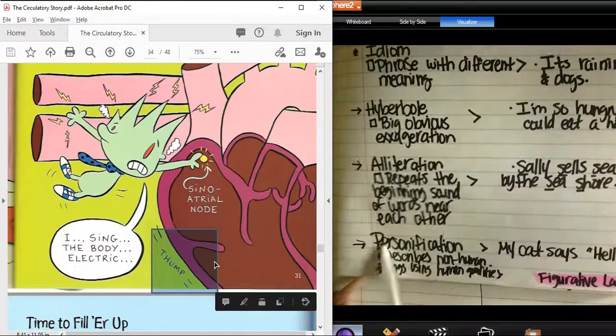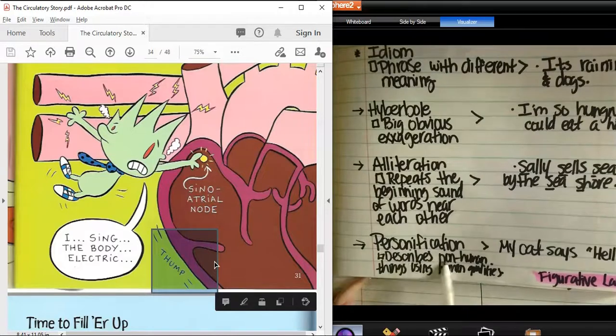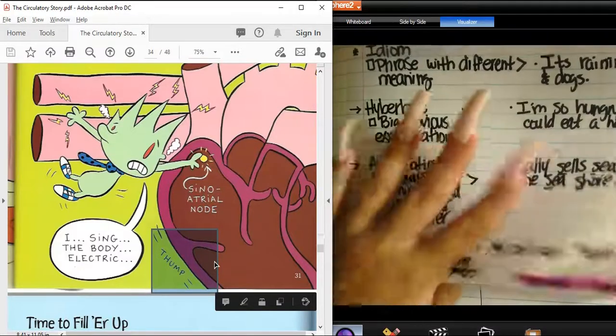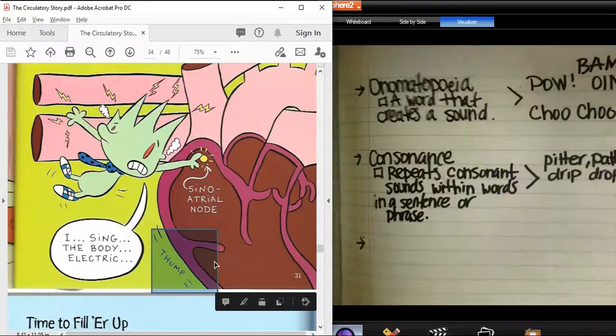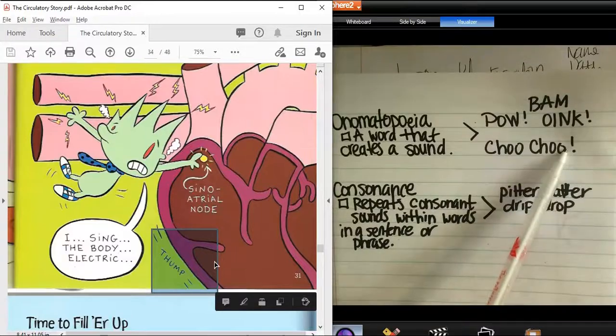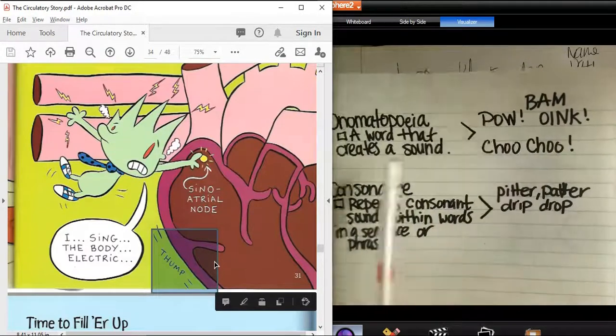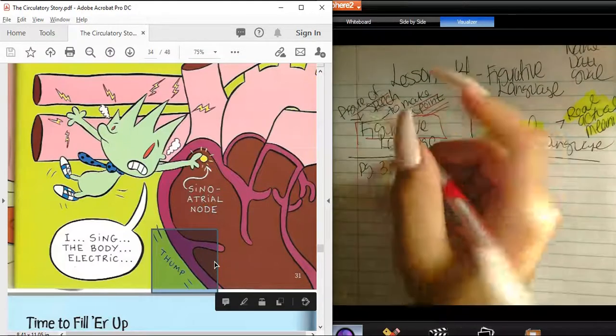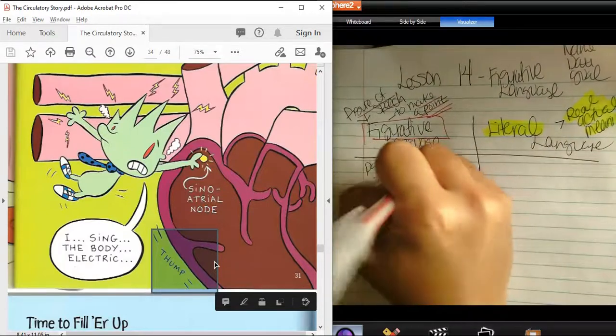Is it personification? Is it that describes human things that are saying human qualities? Like my cat Tofu says hello? No. Is it onomatopoeia? It's a word that creates a sound, like pow, boom, oink, choo, choo. Yes, it's onomatopoeia. So let's go ahead and write that. So we're going to write onomatopoeia.